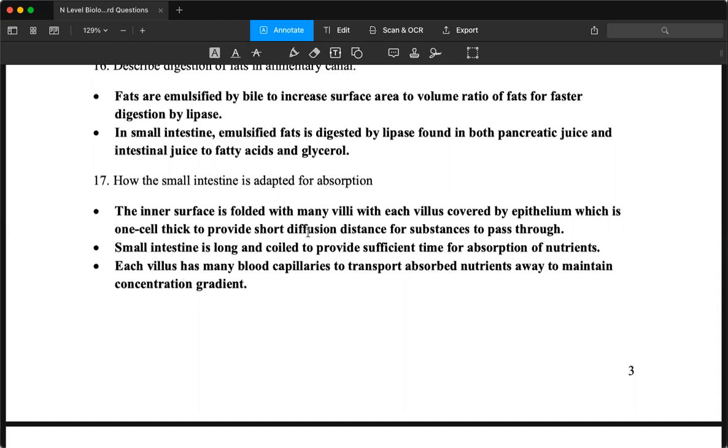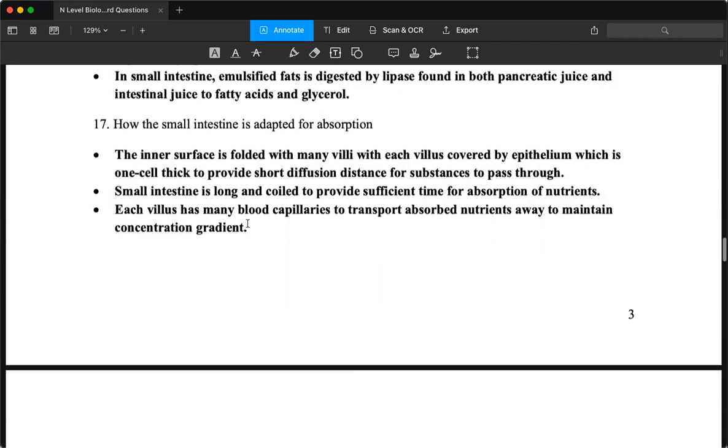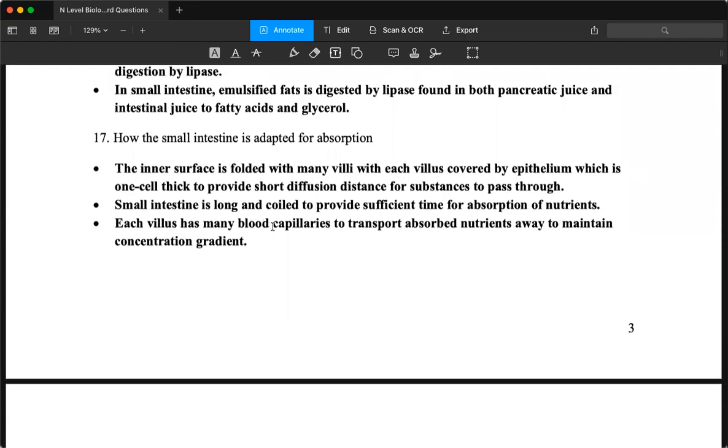We have villi, and on the villi, you have microvilli even. But it's more important to say that it's very thin and must say one cell thick, and it provides short diffusion distance. Small intestine is long and coiled to provide sufficient time for absorption of nutrients. Each villus contains many blood capillaries to help transport absorbed nutrients away to maintain the concentration gradient.